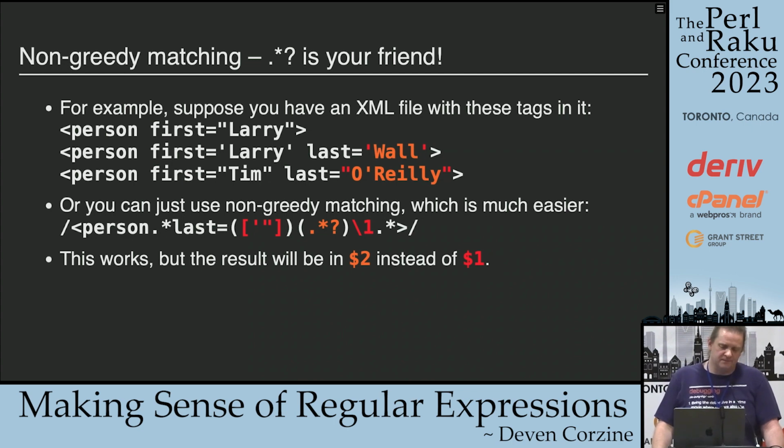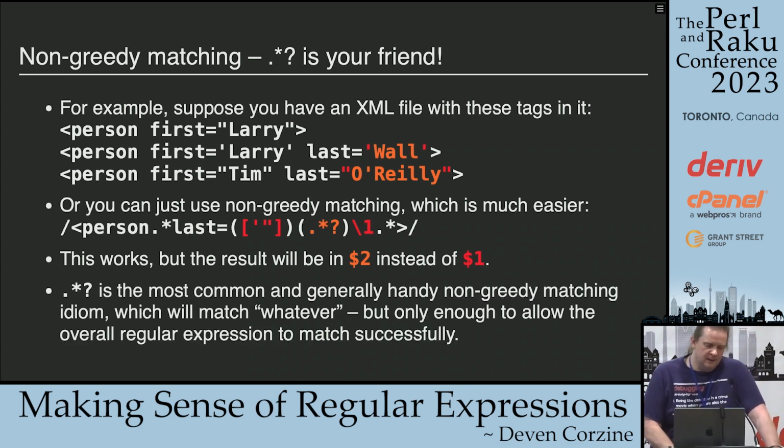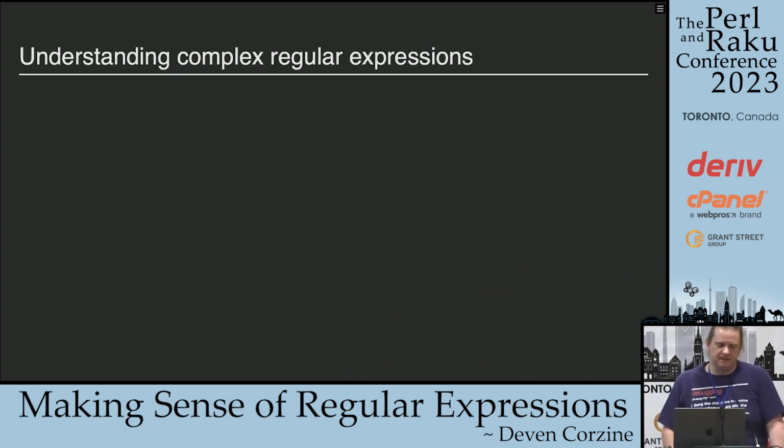The problem is if you were to try to use this with both quotes on both sides, it would go back to matching just O because you really need to make sure that you're using the same opening and closing quotes for this O'Reilly example here. So the .*? is the most common and generally handy non-greedy matching idiom, which will match whatever, but only enough to allow the overall regular expression to match successfully.